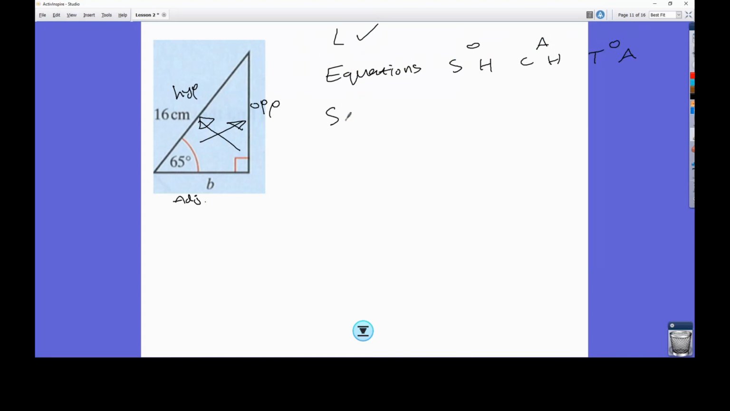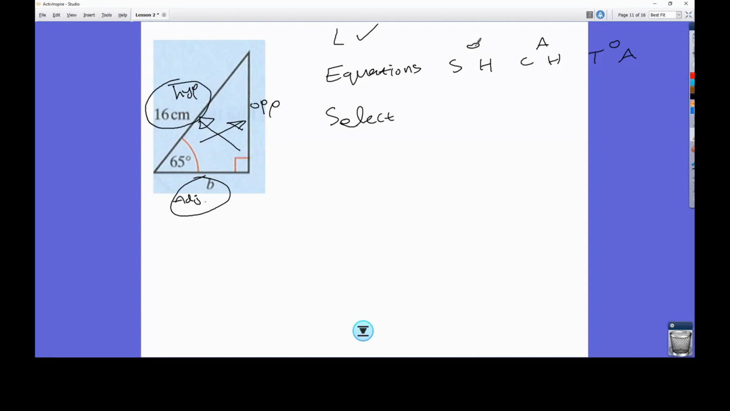So now let's select our equations. That's a good save there. Let's select the equation. In this question, we want to find the adjacent, so we care about A, the adjacent, and then we are given the hypotenuse. So let's look at the equations.